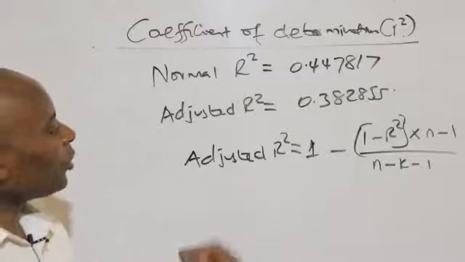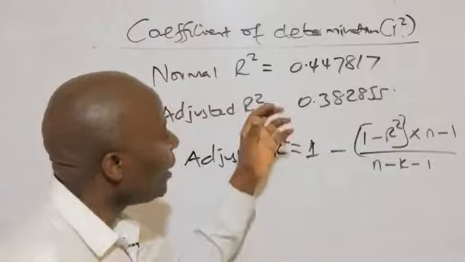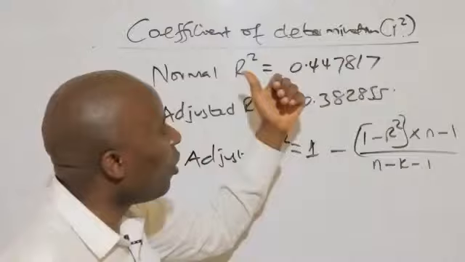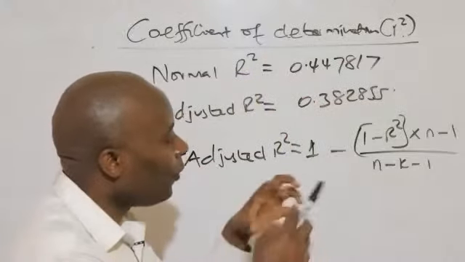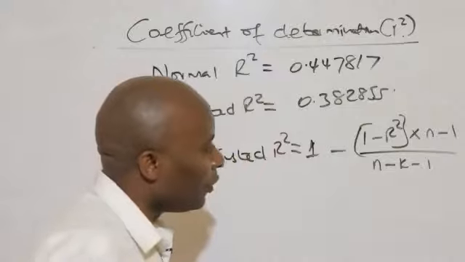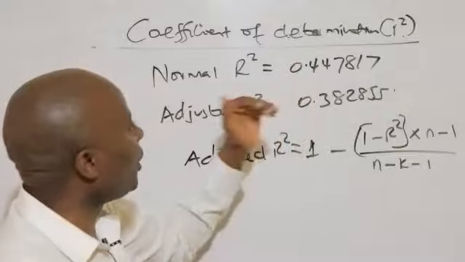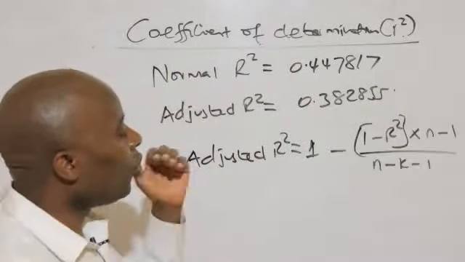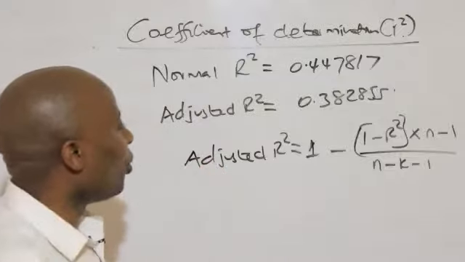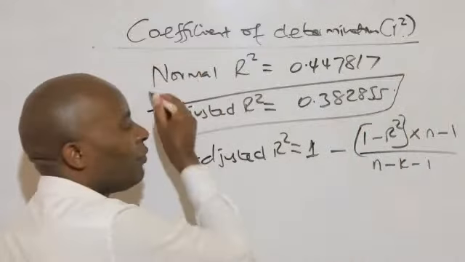But what you're supposed to know, ladies and gentlemen, is that this R squared takes into consideration the number of predictor variables that we have. We adjust the normal R squared to fit the number of predictor variables. So when it comes to appraising a model, we don't use the normal R squared. We always make use of the adjusted R squared, which is the effective one.